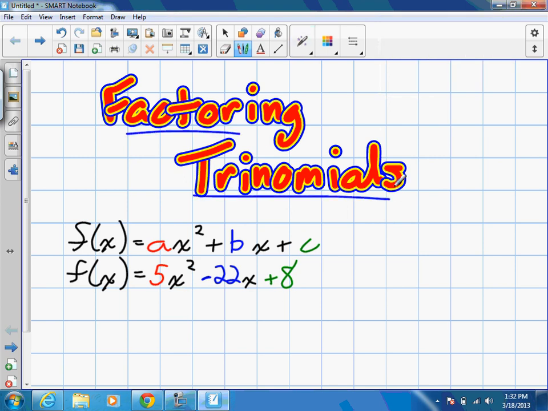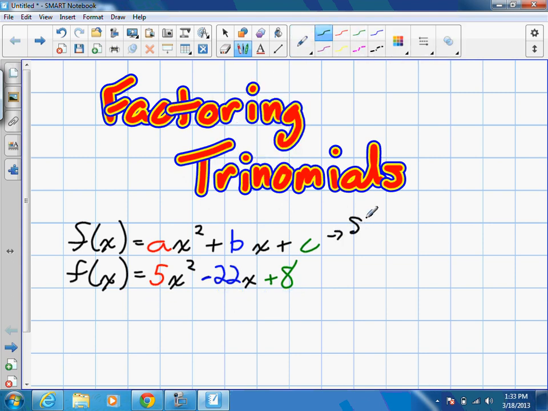Okay, so we're factoring trinomials. First of all, a trinomial is an equation or a polynomial that has three terms involved, okay? Remember, our addition and subtraction signs separate these, so we have three terms involved here. And when we go to factor this, what we're really doing is right now we're in what's called standard form, okay? So this is known as standard.